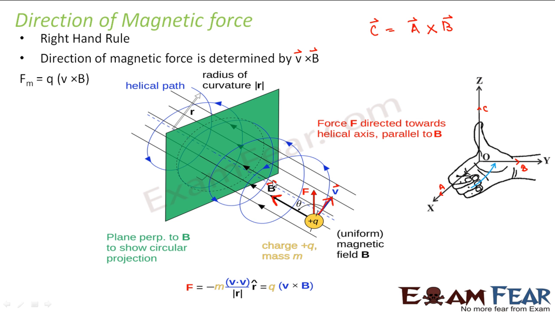So what do you see? Your thumb points towards the direction of F. So that means you are basically curling your fingers in this direction. If you curl your fingers in this direction, your thumb will come in this direction. So this will become the direction of thumb. You try it yourself. Curl your fingers from V towards B. Your thumb will point towards the direction of magnetic force. Right? So is it clear to you? Okay. So this is how.